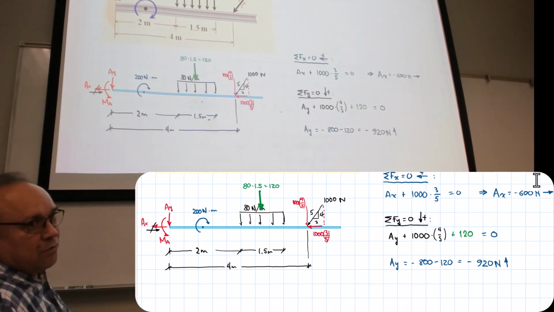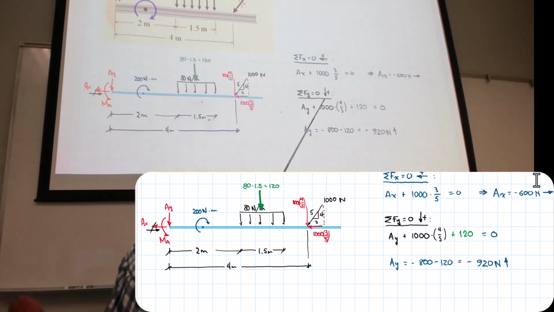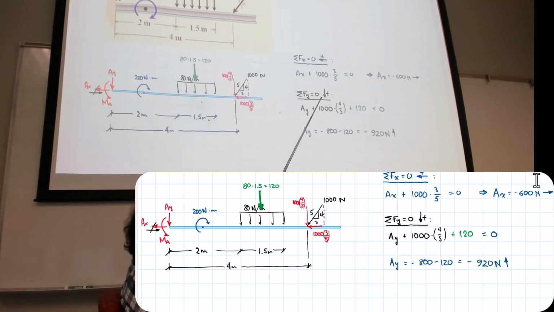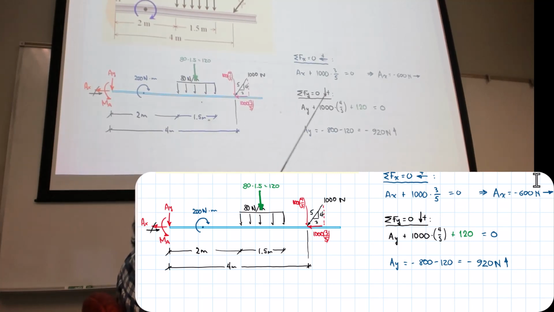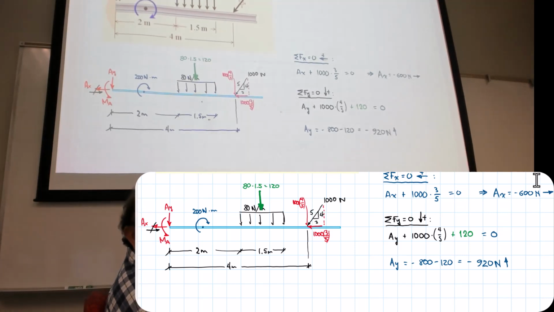Right. Because the arrow is pointing down and to the left. This one? Well, I mean, the arrow on the right, that's 1,000 newtons, isn't that based off of the force of the wall? The 1,000 newton load on the beam, that's the load on the wall. Which one are you talking about? The 1,000 is going down, right?